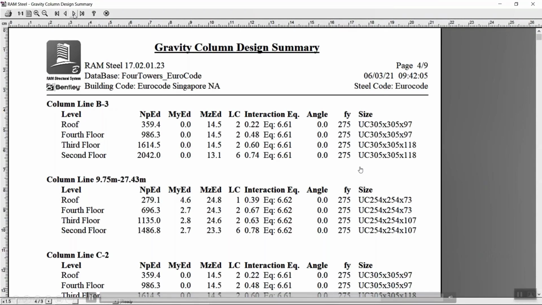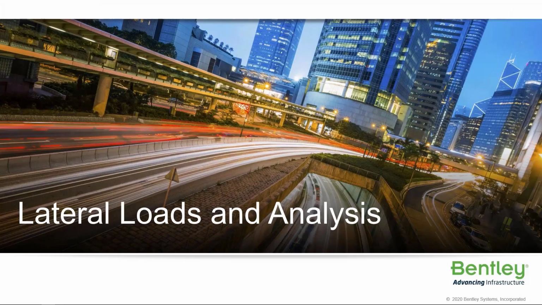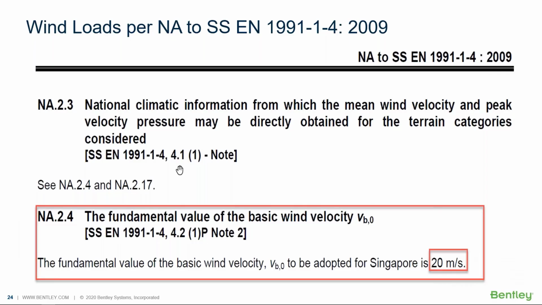Okay, so now that we have seen the column design, let's see now the most important part of our session today, that is lateral load analysis. Before we go into this, let's look at our national annex for Singapore. The Singapore national annex says that the fundamental value of the basic wind velocity for the entire country to be adopted is 20 meters per second.